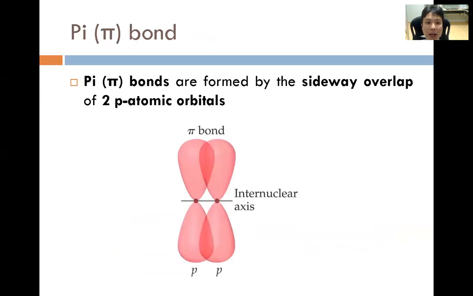The pi bond, on the other hand, is when the orbitals overlap sideways. This only happens between two p orbitals, because an s orbital is spherical in shape, so there's no such thing as a sideway overlap. A sideway overlap can only occur between two p orbitals, and this is a sideway overlap instead of a head-on overlap. Again, this is the overlap region, and they can place their shared electrons in the overlap region, and this will result in the formation of the pi bond.